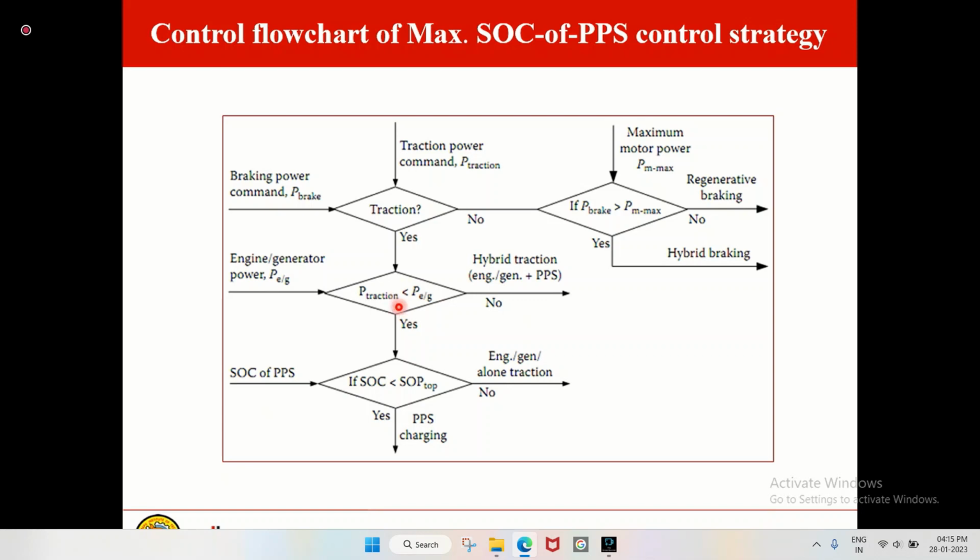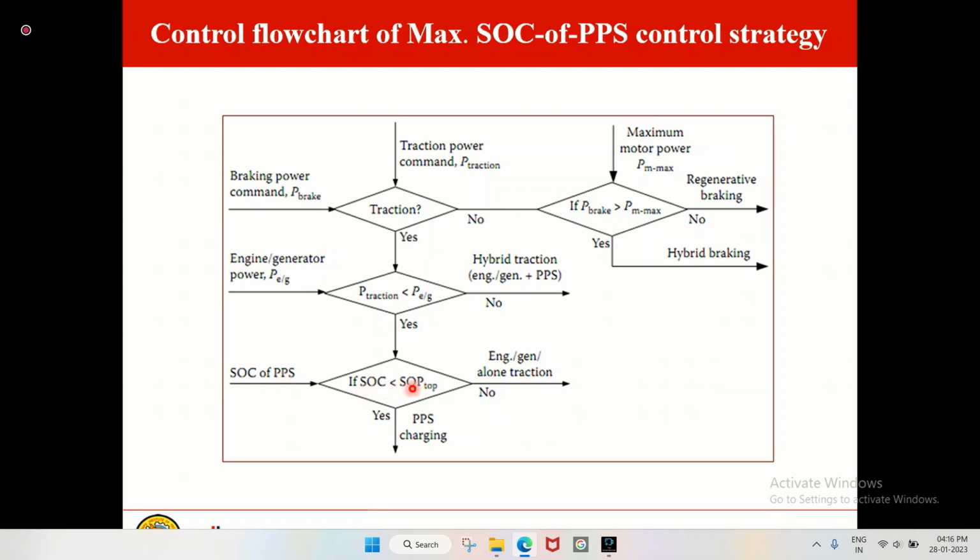But in case this is true, that is, the engine generator is in a position to provide more power as compared to the traction power. If the answer to this question is yes, then I will check the SOC, which means one thing is sure now: that I am going to use the engine. But to what extent will I be using the engine, to what load? Whether I'm going to run the engine at full load or part load, right? That will depend upon the SOC status of the battery.